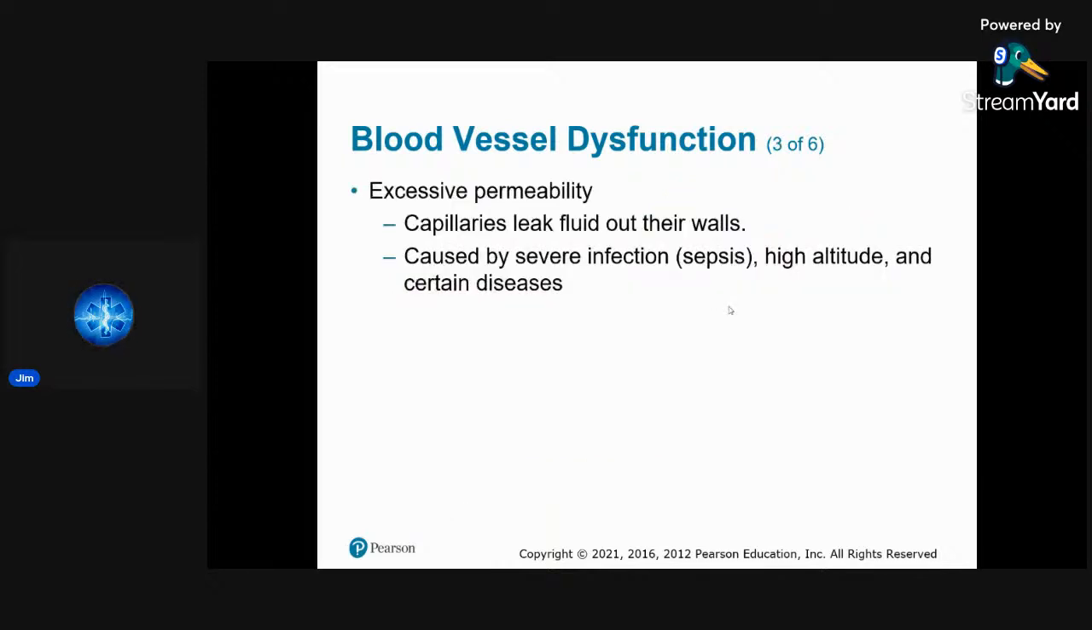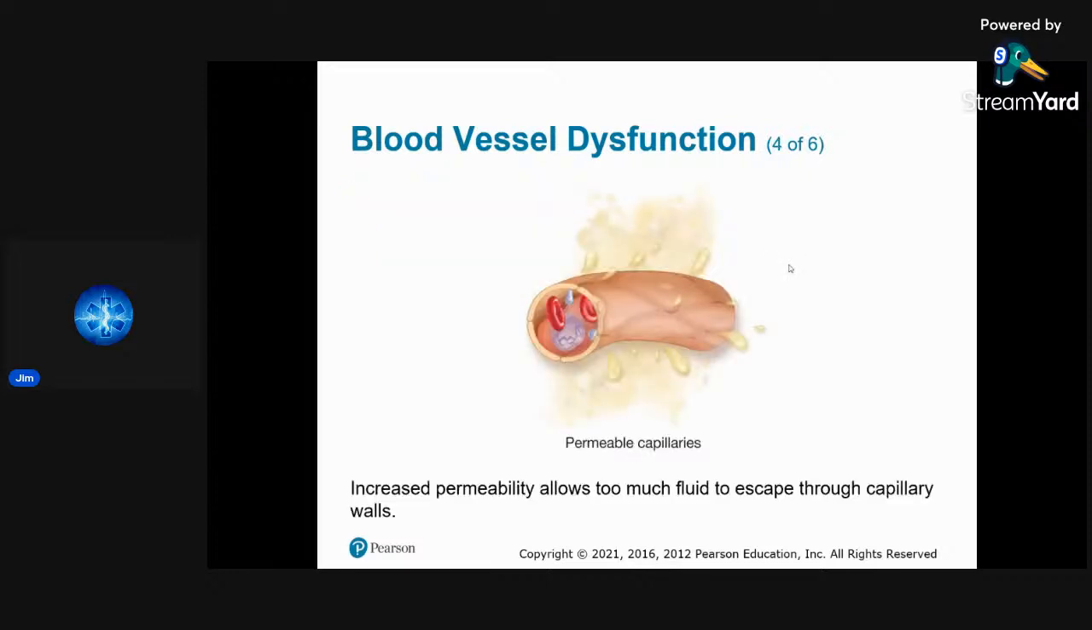You can have excessive permeability in your vessels, which will cause leaking from your capillaries through their walls. This is caused by severe infection like sepsis, high altitude, and certain diseases. Here's a nice picture of increased permeability. It allows too much fluid to escape through the capillary walls, and it goes into the third spacing, we'll talk about that later, instead of staying in a vessel or cell, and it causes edema.